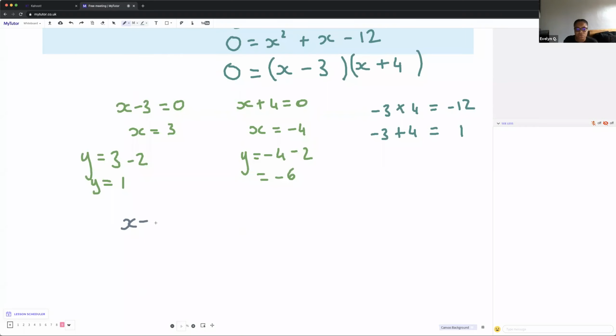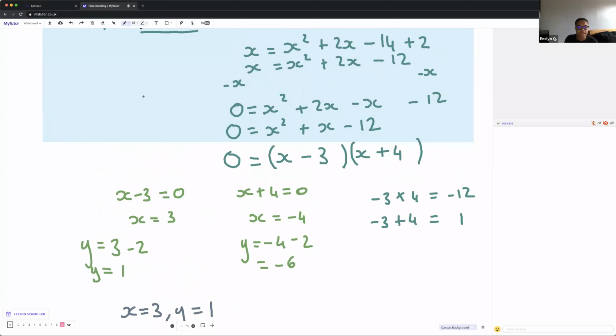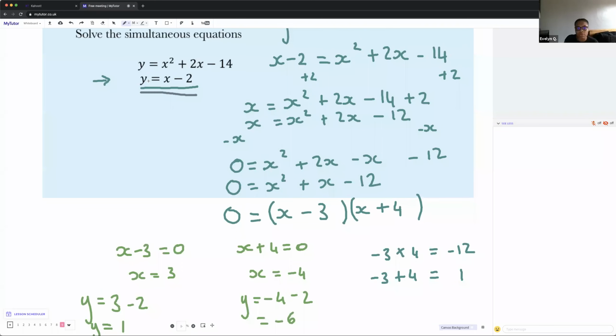So when x equals 3, y equals 1. And when x equals -4, y equals -6. Do not get them confused. If you write when x equals 3, y equals -6, that's not true, because if you put it into the equation, if y equals x minus 2, y can't be -6 when x is 3. So that would be incorrect, and that's another place where students lose 1 mark.